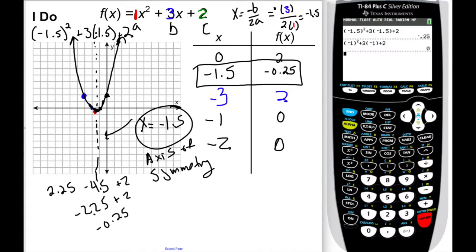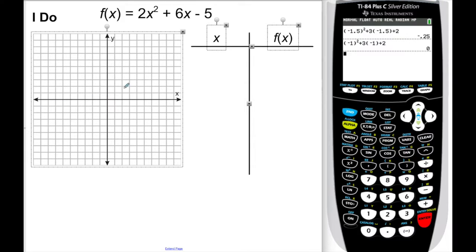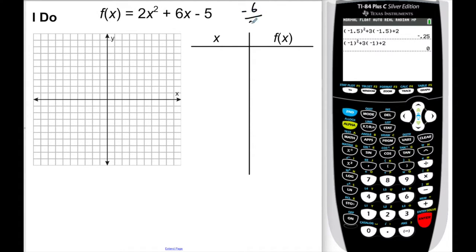All right, here we go. I've got to do this one here: 2x squared plus 6x minus 5. Again, we're going to do our formula. So I have negative 6 over 2 times 2, negative b over 2a. So I have negative 6 over 4, which is negative 1.5.